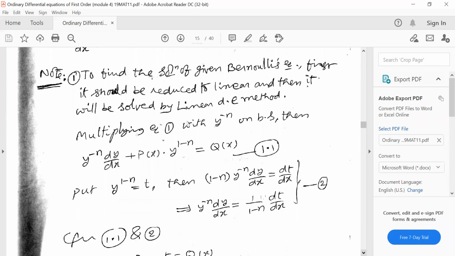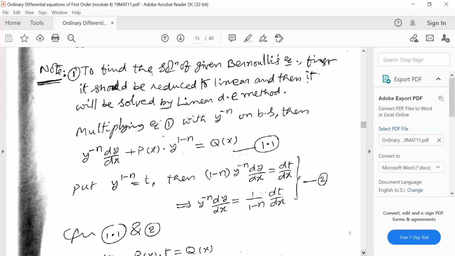Then we'll see like this: y power minus n into dy by dx plus p of x into y power 1 minus n is q of x. So it is not near to our linear, but so many corrections are to be made. Instead of y power 1 minus n, when we compare to linear differential equation, we'll take it as a substitution. So put y power 1 minus n as t, then differentiate on both sides. 1 minus n dy by dx into y power minus n is dt by dx. This implies y power minus n dy by dx is 1 by 1 minus n dt by dx.